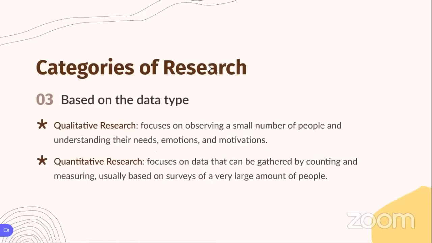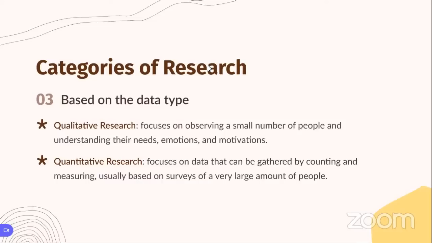And then the third category is based on the data type. First one is the qualitative research. This focuses on observing a small number of people, understanding their needs, emotions, and motivation. Now, the kind of data that you collect in qualitative research is usually in form of words, in form of experiences, in form of values, etc. And then there's quantitative research, which focuses on data that can be gathered by counting and measuring. And you usually get this kind of data through surveys of a very large amount of people.